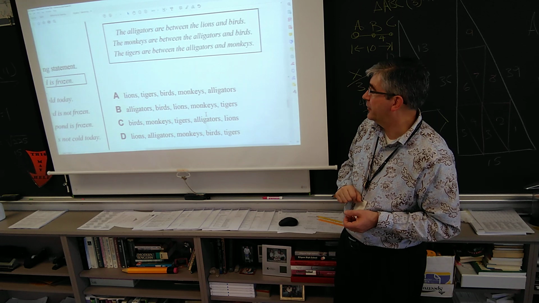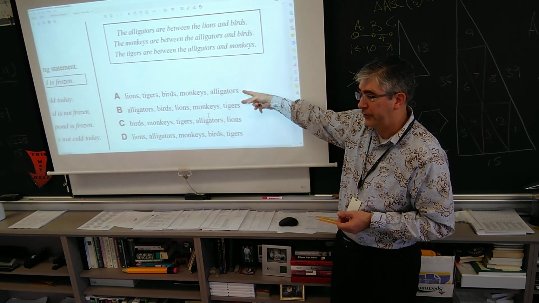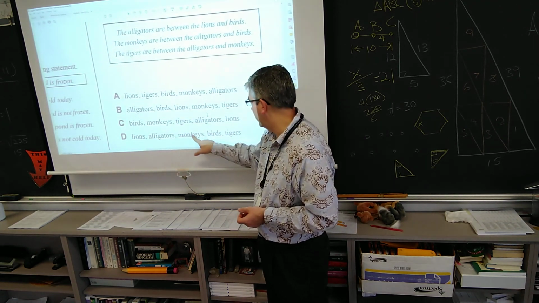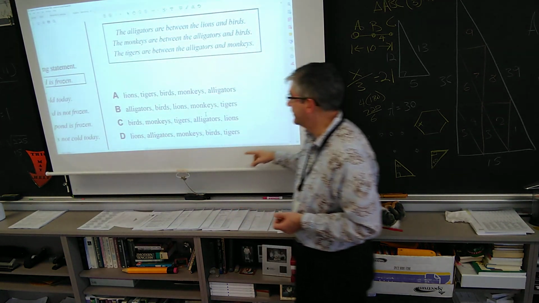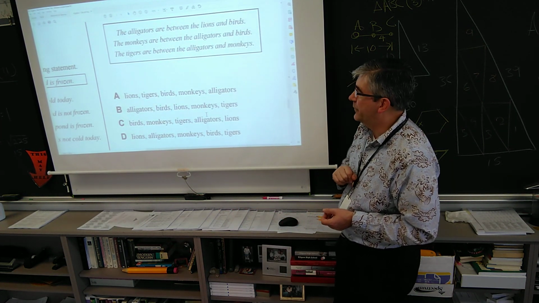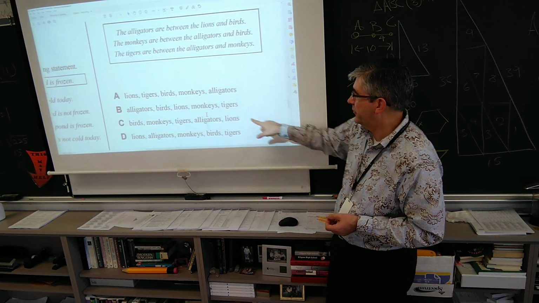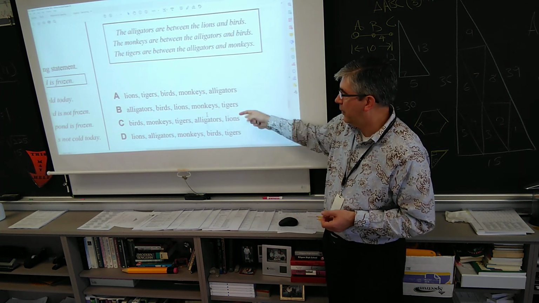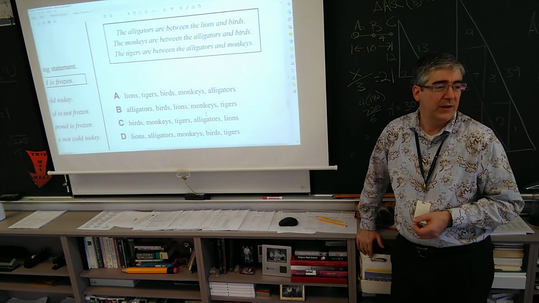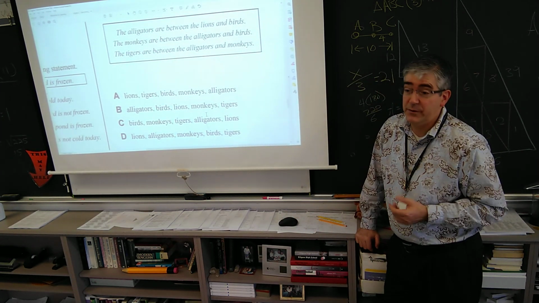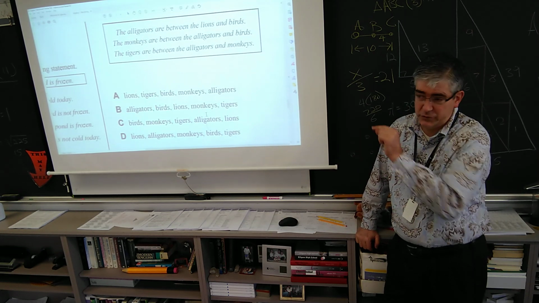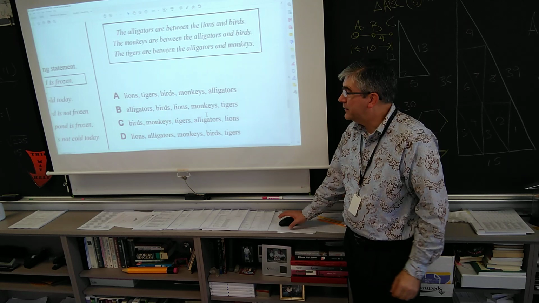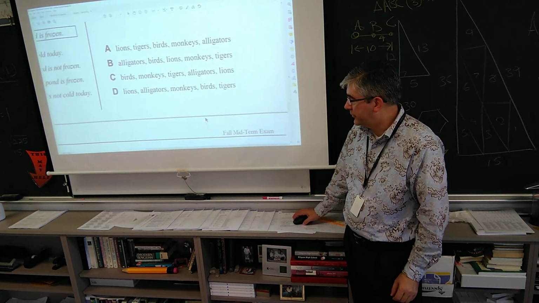Monkeys are between the alligators and birds, and we don't even look at these anymore because they're not possible. The monkeys between the alligators and birds, yes. Monkeys between the alligators and birds, yes. So that didn't help us. The last one, though, the tigers are between the alligators and birds, yes, but here, no. So D is gone, leaving just C. So if you got this style of question, process of elimination is the easiest way to do these. Could you graph them all out and figure it all out? Yes, but it'd be much quicker just to do the process of elimination.